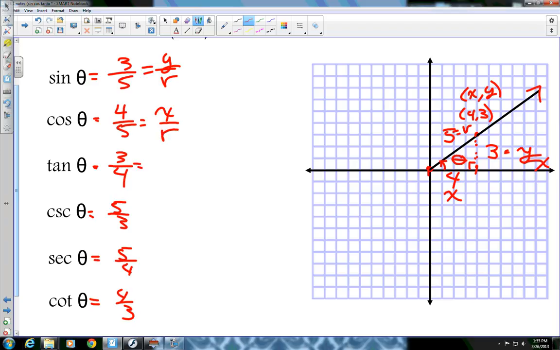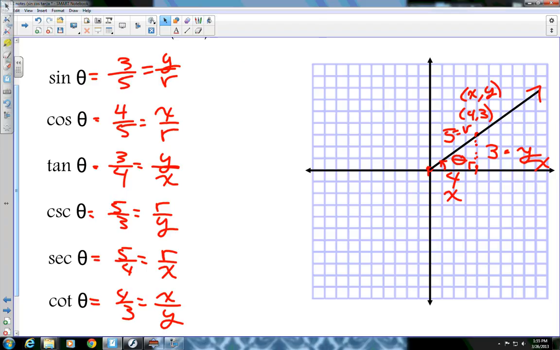Tangent is y over x. Cosecant is r over y. Secant is r over x. Cotangent is x over y. These can be very helpful in solving those particular problems. You have an x, you have a y, you can figure out your r, you just plug them in. Okay, that's all of your notes for today.